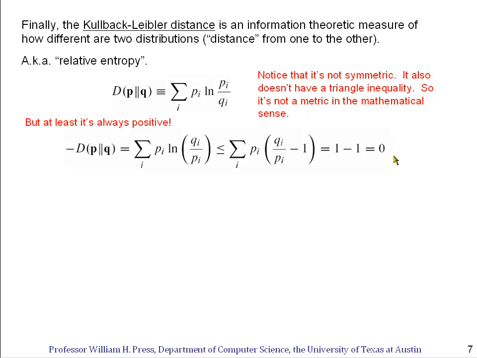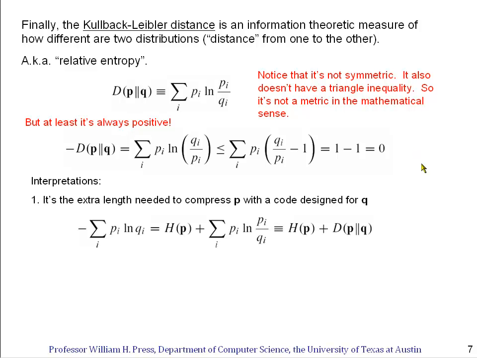So you might wonder if it doesn't obey symmetry, and by the way, I should have said up here, it doesn't even have a triangle inequality. It's not a metric in the mathematical sense, but it turns out to be useful in a number of situations. So I'll give you a couple of interpretations where Kullback-Leibler comes in. Number one, it's the extra length needed to compress a message with characters drawn with probabilities p if you're mistakenly using a code designed for probabilities q.